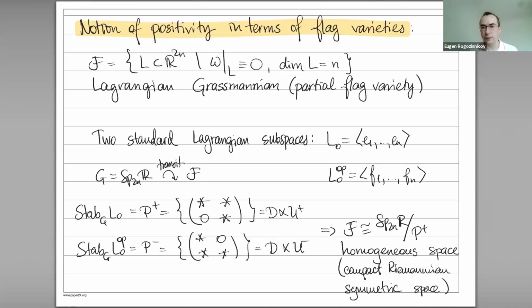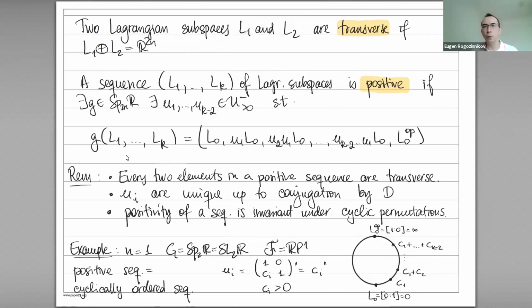Which we have already seen before. So in this sense, we can identify the flag variety with the homogeneous space Sp2n(R) modulo P plus or P minus. But in fact, this is not just a homogeneous space. This is a compact Riemannian symmetric space, so it has much more structure. And now, if you have two Lagrangian subspaces, we say that they are transverse if they are in a direct sum.